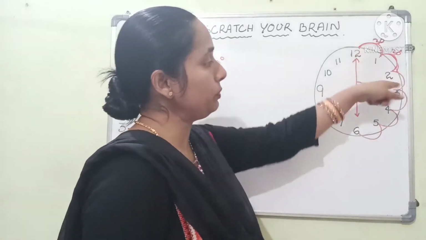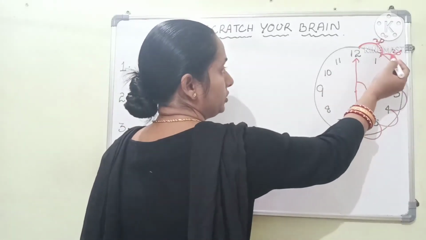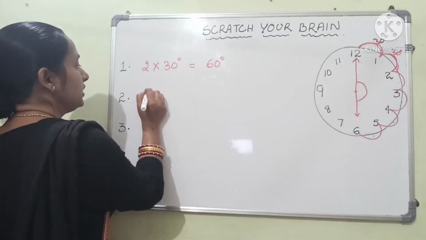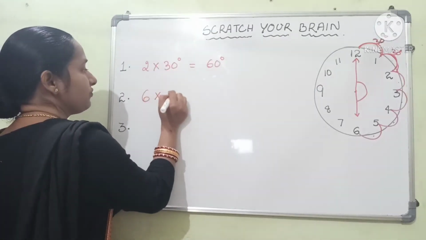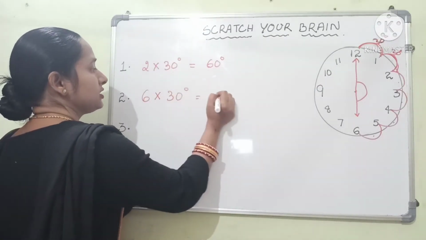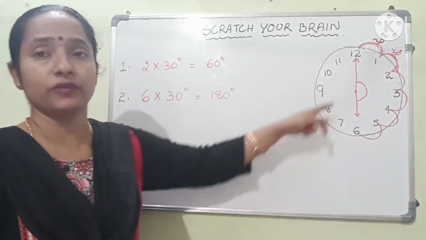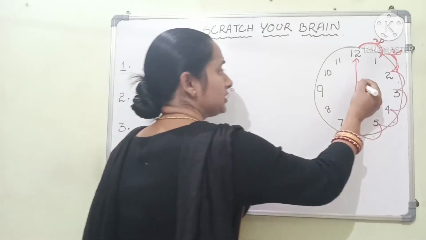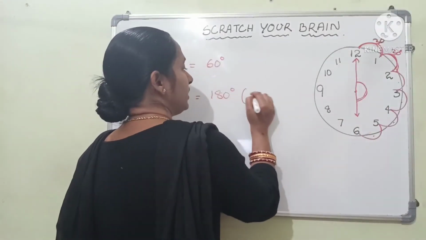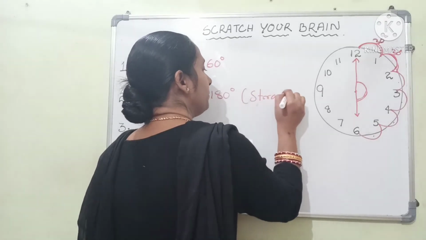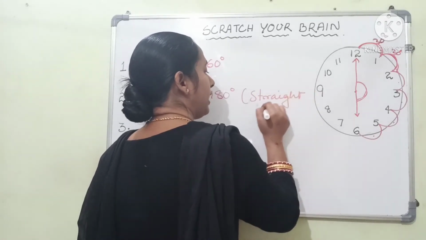So total how many 30 degrees do you see? 1, 2, 3, 4, 5, 6 30s. So here in this case it is forming 6 30 degrees. So 6 into 30 is how much? 180 degrees. And it is also very clearly visible that it is forming a straight angle. What type of angle is it? It is a straight angle.